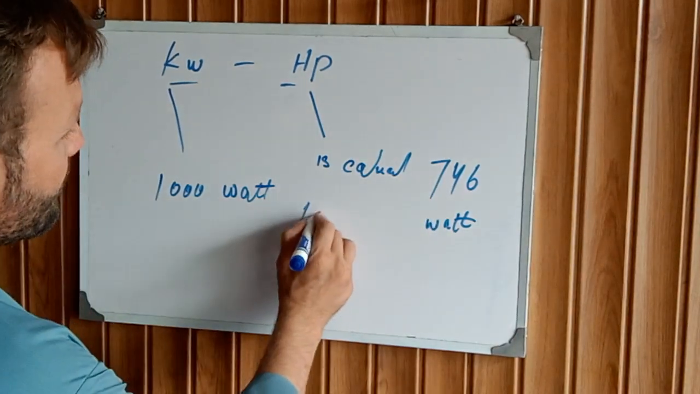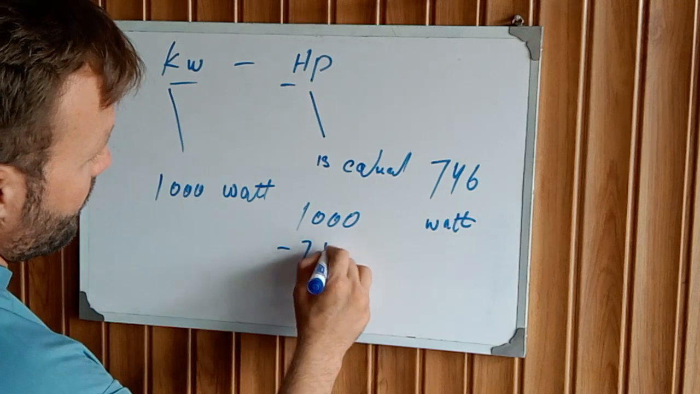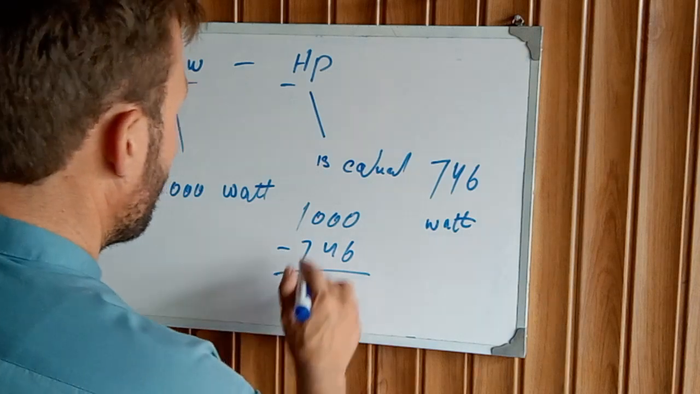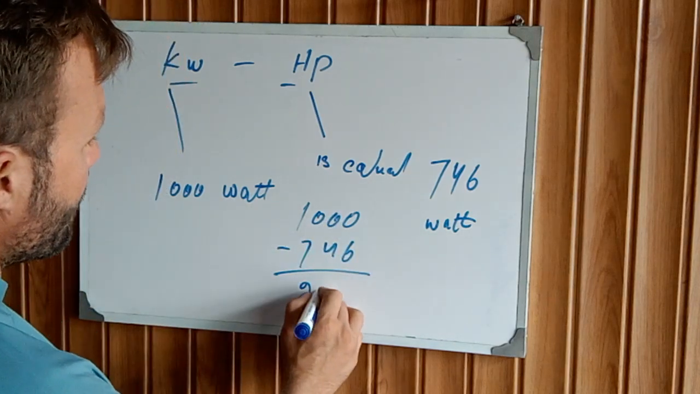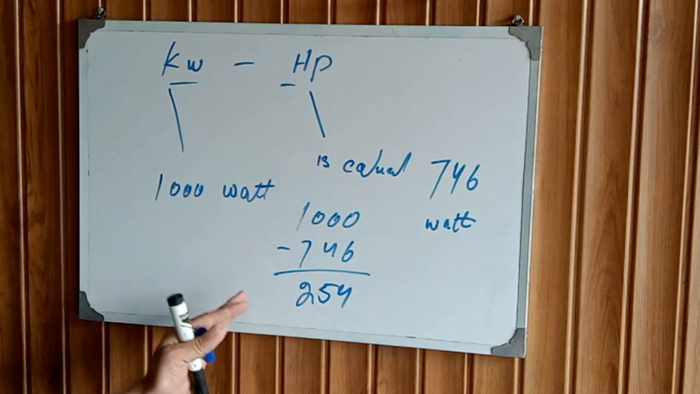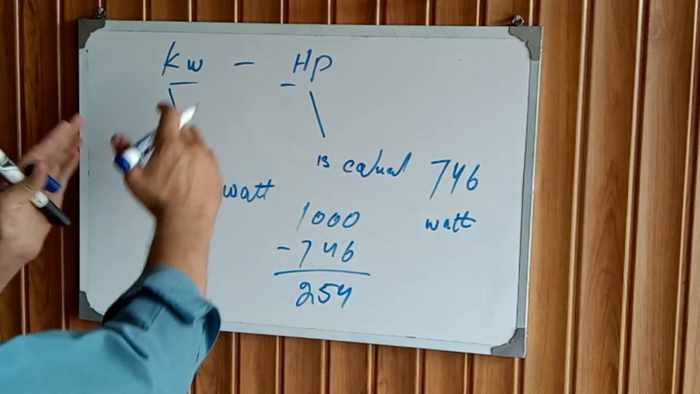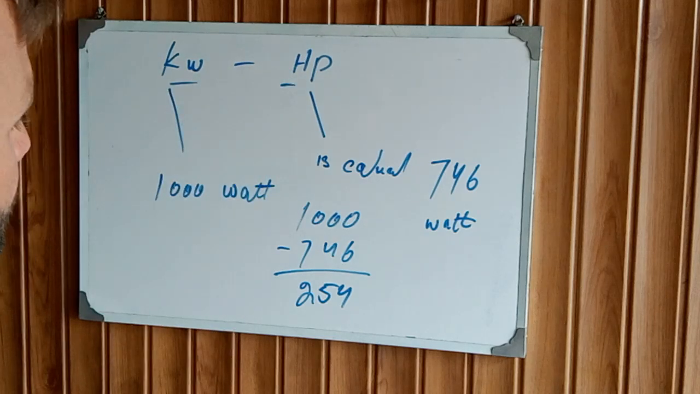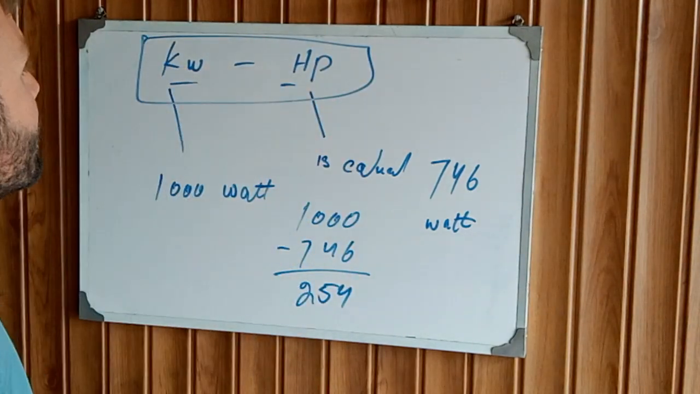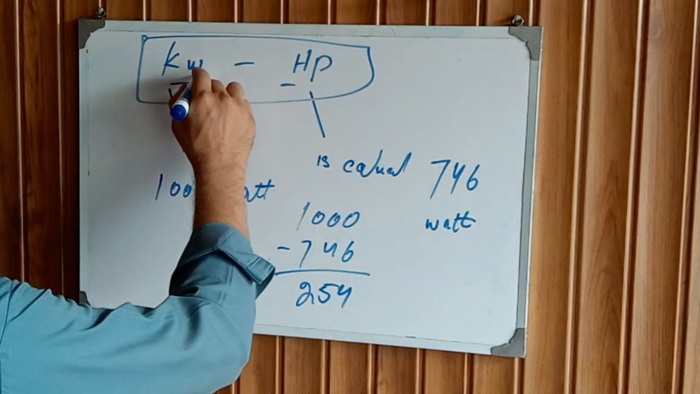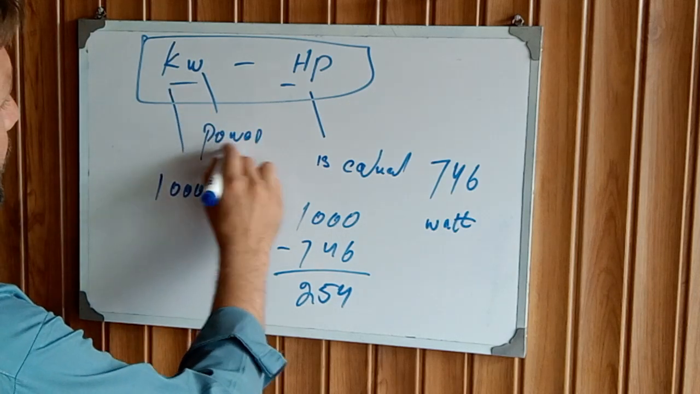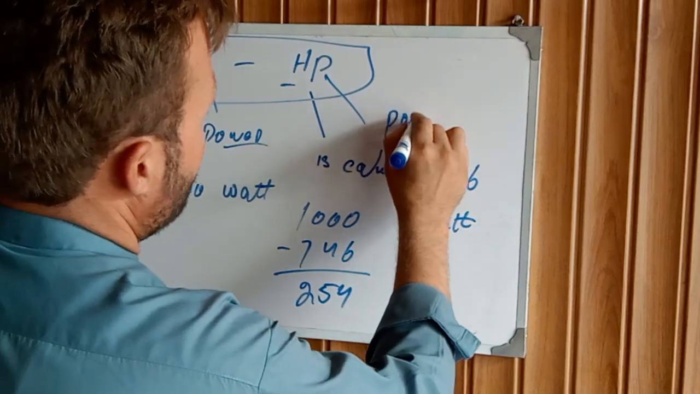How much difference? The difference is 254 watts; kilowatt is greater than horsepower. Not too much difference between them. This is a unit of power, and this is a unit of power.